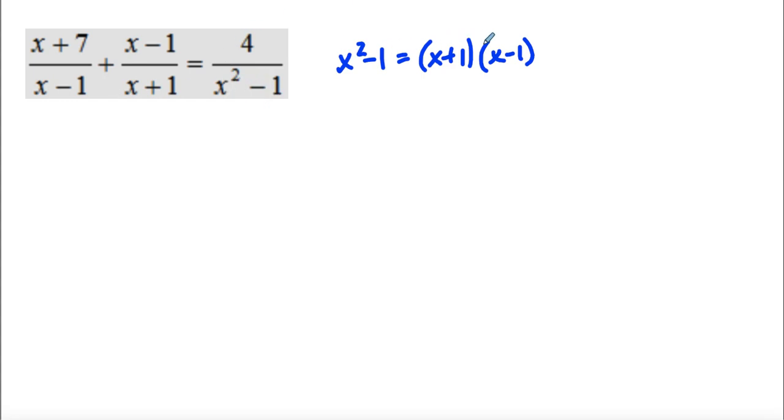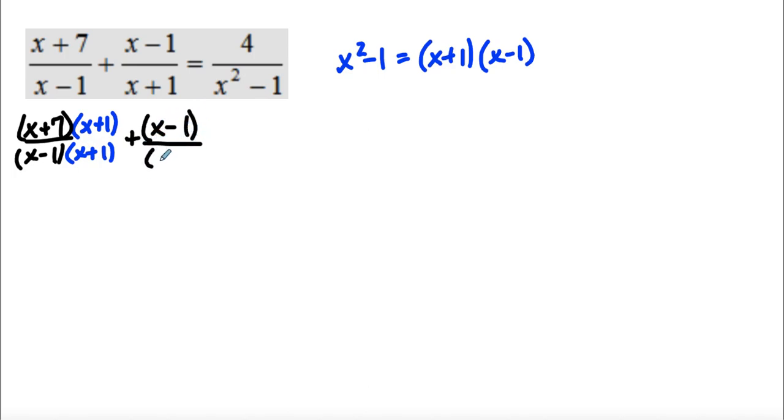Now I can clearly see that this first one is missing x plus 1. So I'm going to multiply by x plus 1 on the numerator and denominator, so it's essentially just multiplying by 1. This is why it works. Now let's put these in parentheses just for good measure, because we're going to multiply them out in a minute. Now this one is missing x minus 1, so I'm going to put that here.